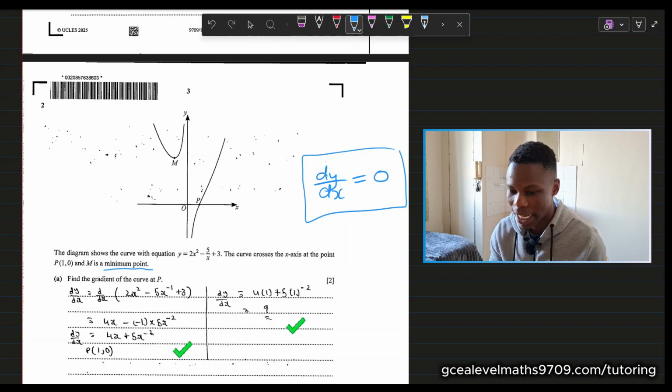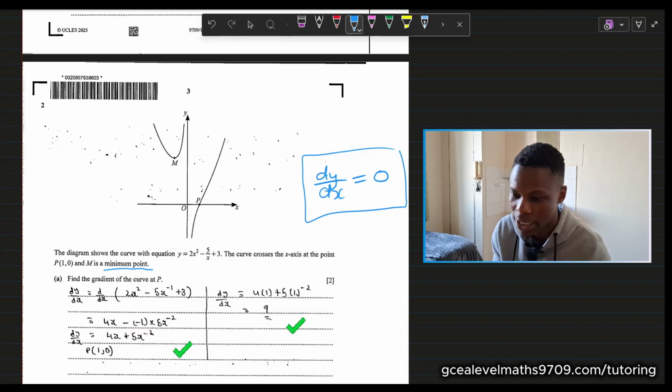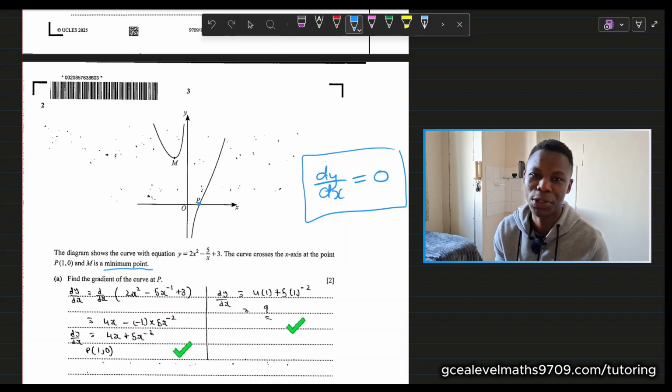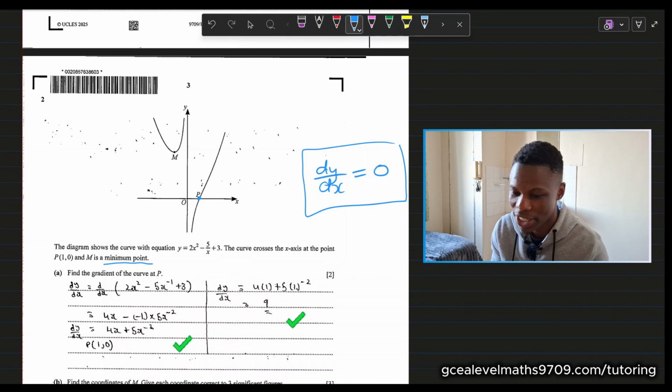Here we are told to find the gradient of the curve at a point P. So we've got this point P here and we need to find the gradient there. And so what bro did, which I respect, anytime you see a minimum point, just differentiate. Even if you don't know what you're doing, just differentiate. You get marks for that. So bro found dy dx, and dy dx ended up being 4x plus 5x to the negative 2.